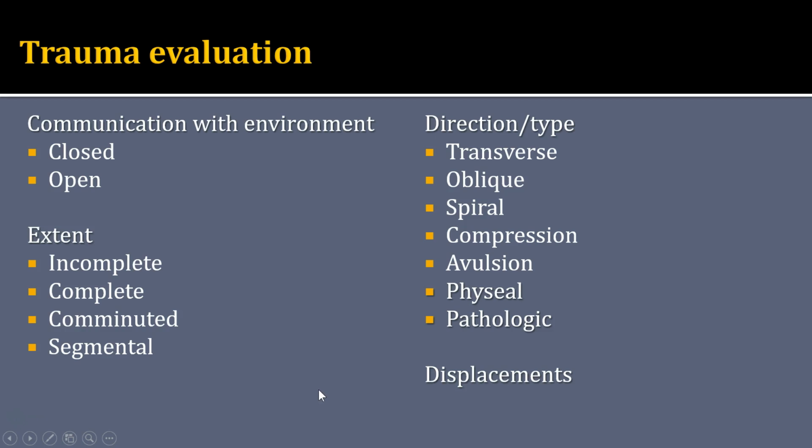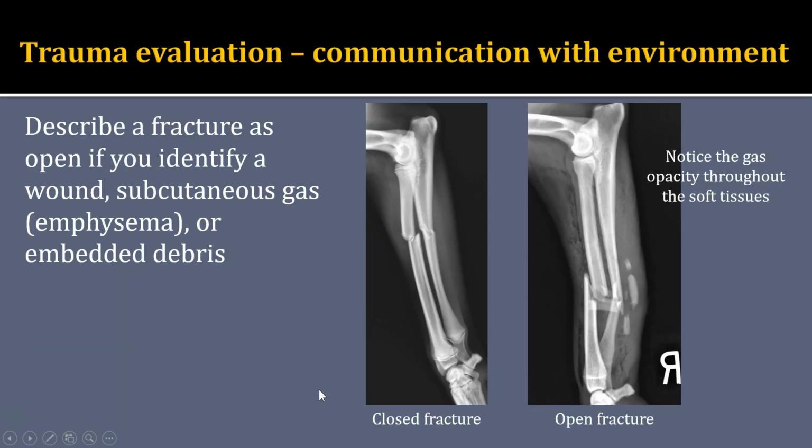This slide lists the next things that we're going to consider when we're evaluating our radiographs in trauma, such as whether or not there's communication with the environment, what the actual extent of the fracture is, and then beyond that, what is the direction or type of fracture, and then what are the displacements. The list on this slide is not exhaustive, but it will suffice for your stage of training and in our imaging course. Let's start with considering communication with the environment.